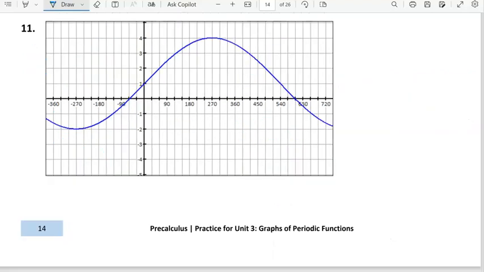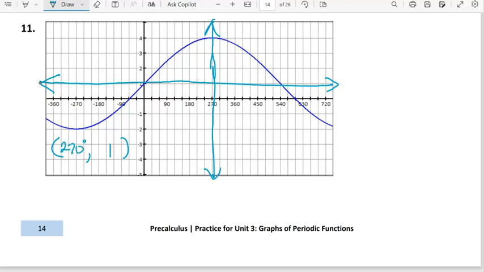For number 11, I need to find where that middle value is, and the middle y value is 1, halfway in between our peak at 4 and our valley at negative 2. And so we know that the new origin has a y-coordinate of 1. And now if we are going to choose a cosine which starts at a peak, then this will be our new y-axis, which is 270 degrees to the right.